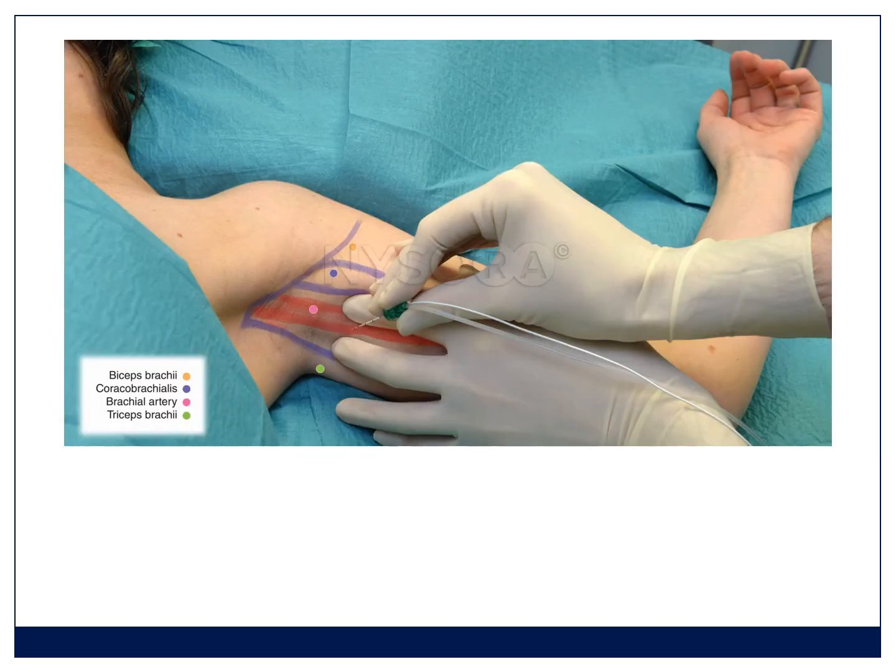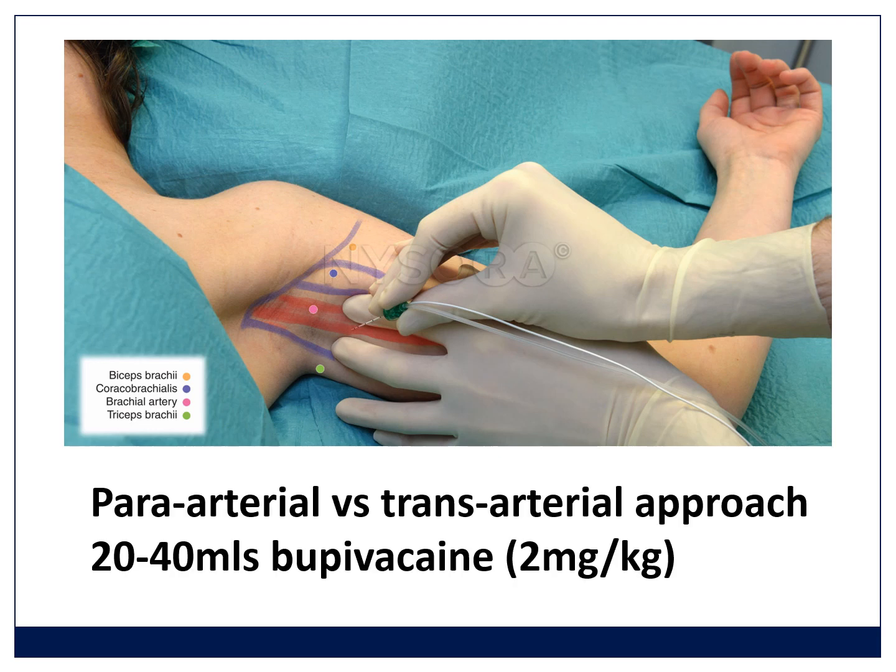This is how you do an axillary block. In this case, the practitioner is using a nerve stimulator, which is a good way to do a block. He or she's got his finger on the axillary artery. And there are 2 approaches that you can use here. The one's a para-arterial and the one's a trans-arterial approach. And you're trying to stick that needle into the sheath which the brachial plexus is running in.